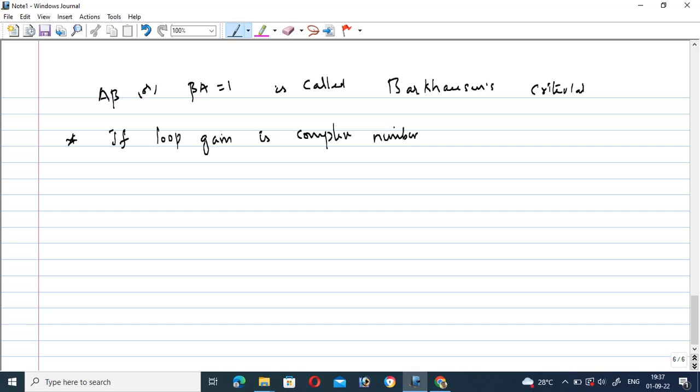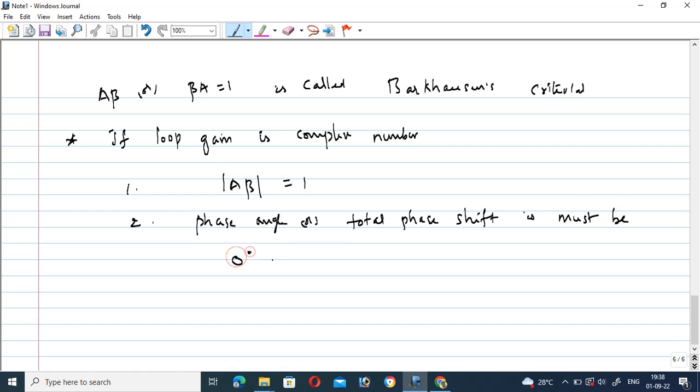Let us consider some assumptions. If A beta is a complex number, it can be treated with its modulus, and the modulus of A beta must be equal to 1. This is one consideration. The second consideration is the phase angle, or total phase shift, which must be 0 degrees or 360 degrees, or 2n pi, at f equal to f naught.